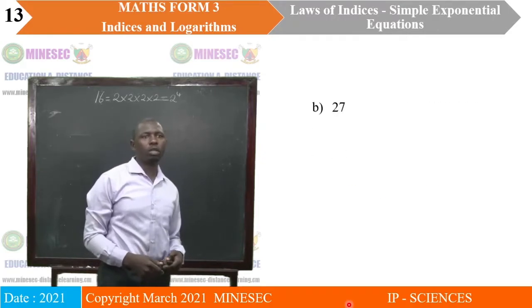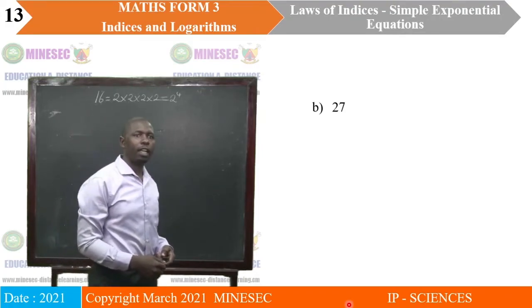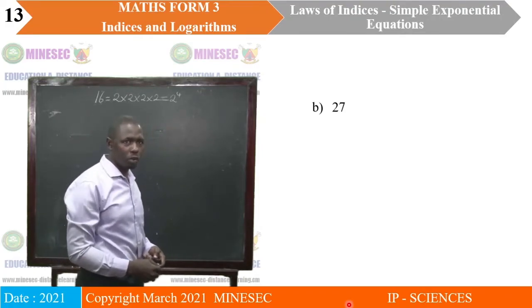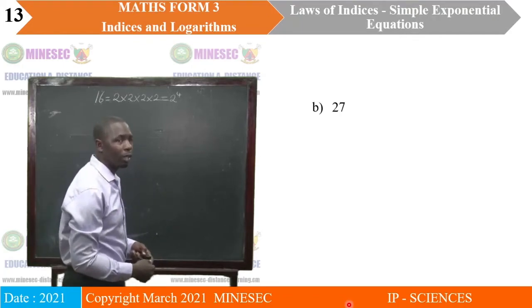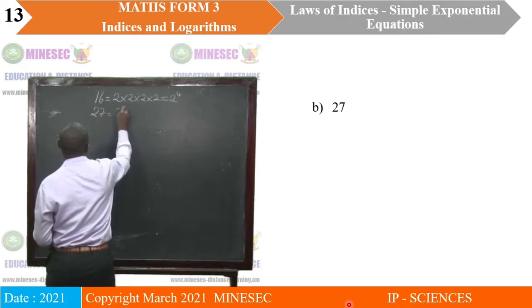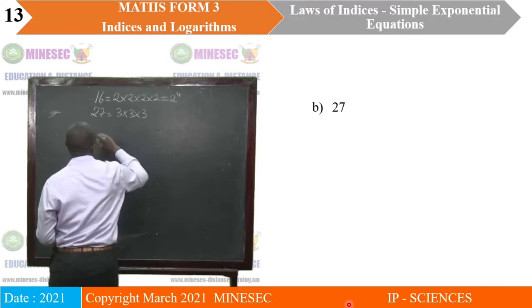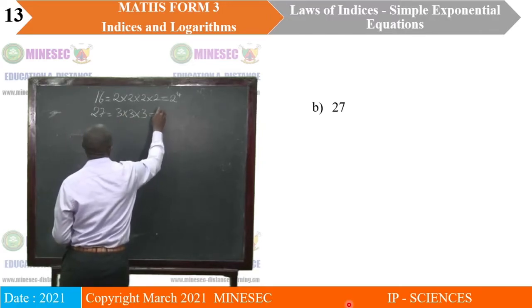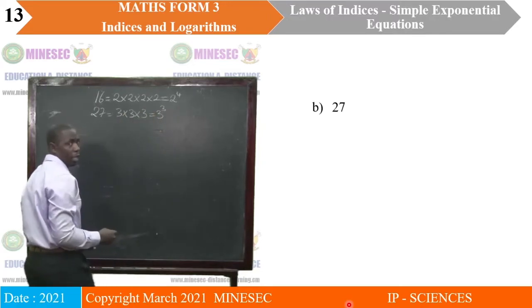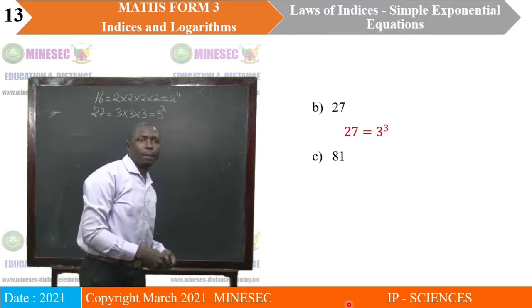The next question is to express 27 in index form. To express 27 in index form, we can use the number 3. 27 will be the same as 3 times 3 is 9, times 3 will give us 27. That will be 3 raised to the power 3 in index form, as displayed on your screen.